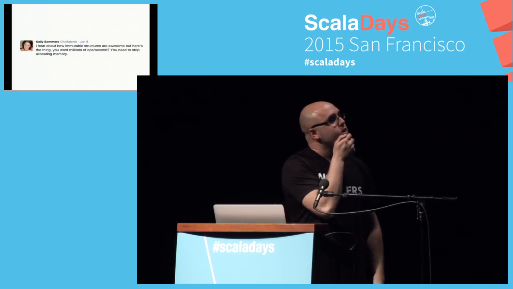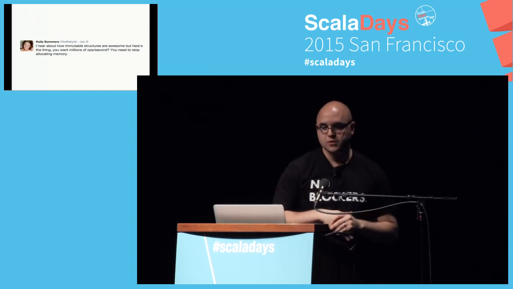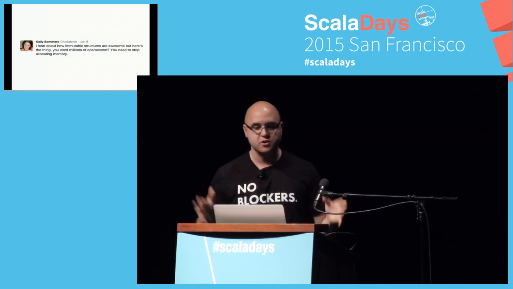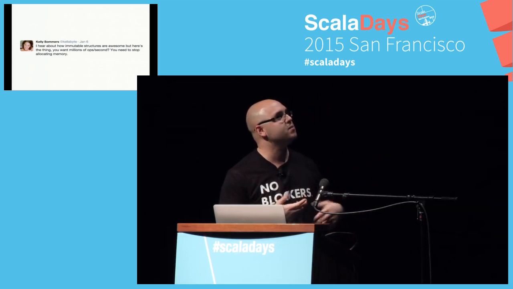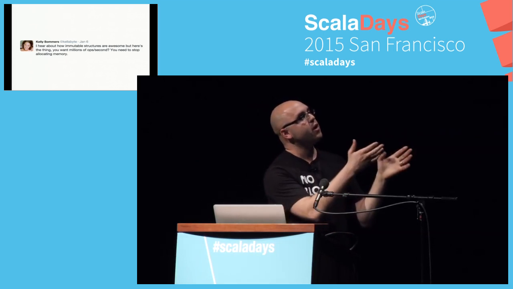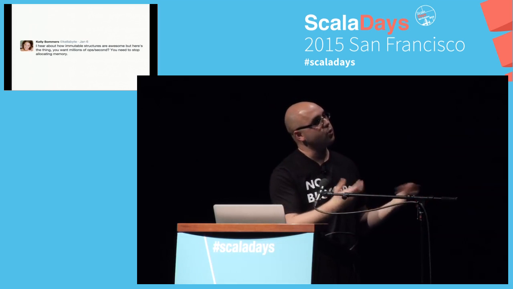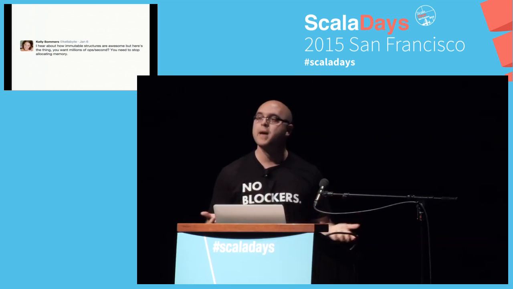So there's this tweet from Kelly Summers, who's sort of a champion in the infrastructure space, that caught my attention while we were building RTC a few months ago. So I hear about how immutable structures are awesome, but here's the thing: you want millions of operations a second, you need to stop allocating memory.